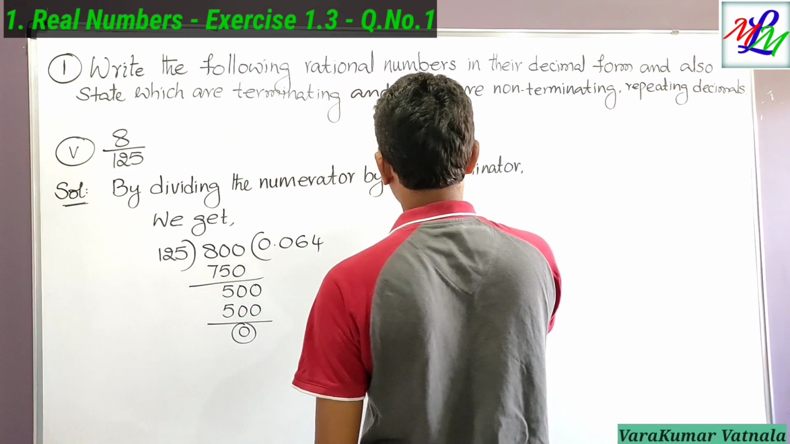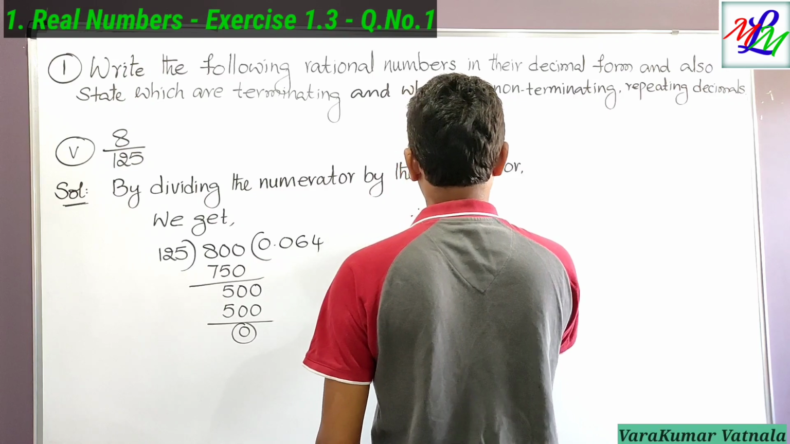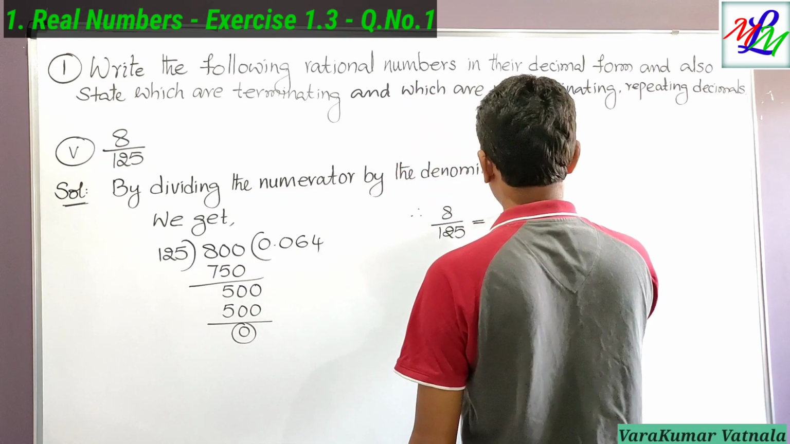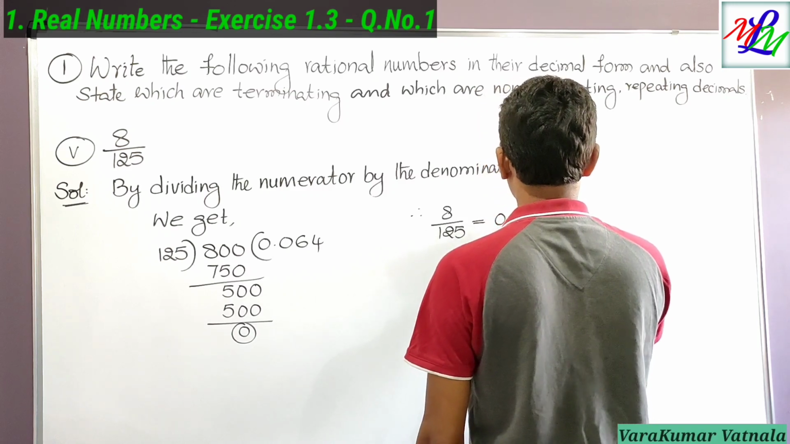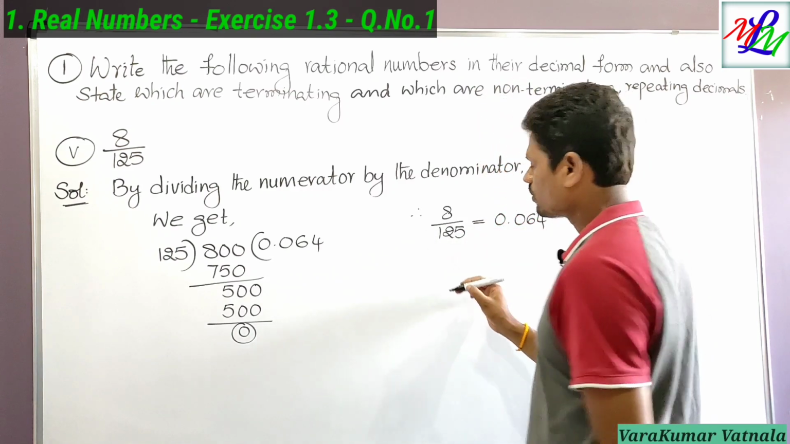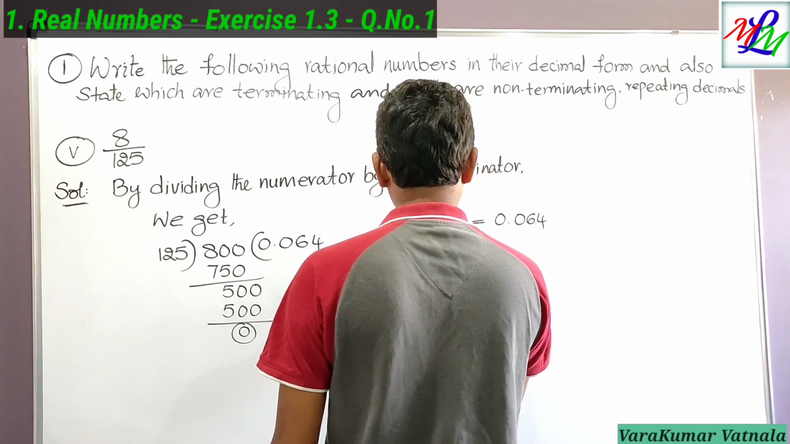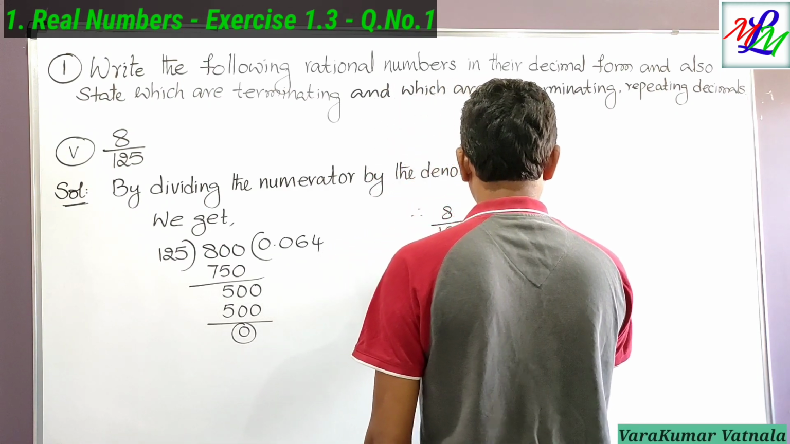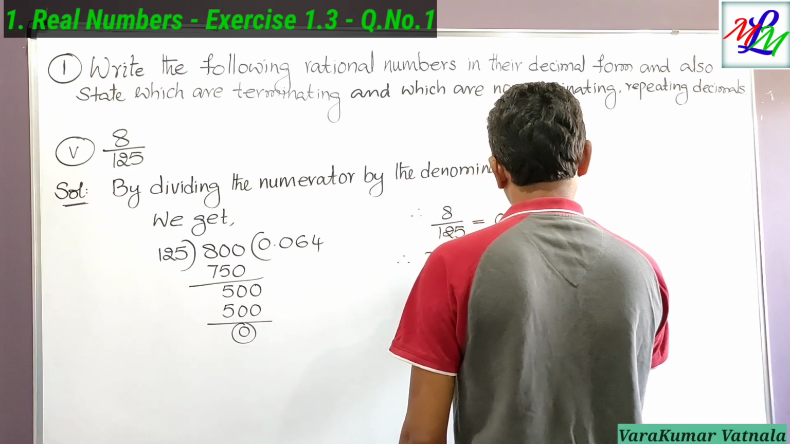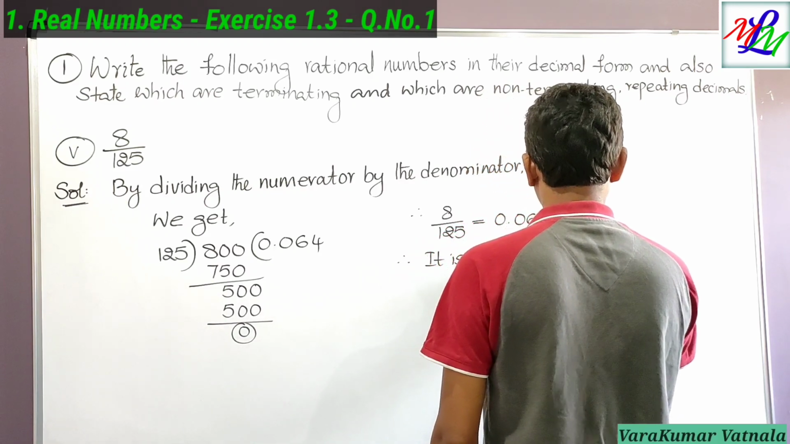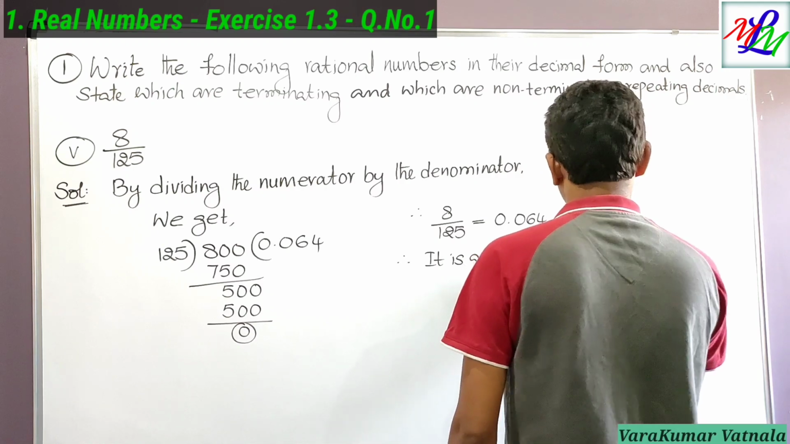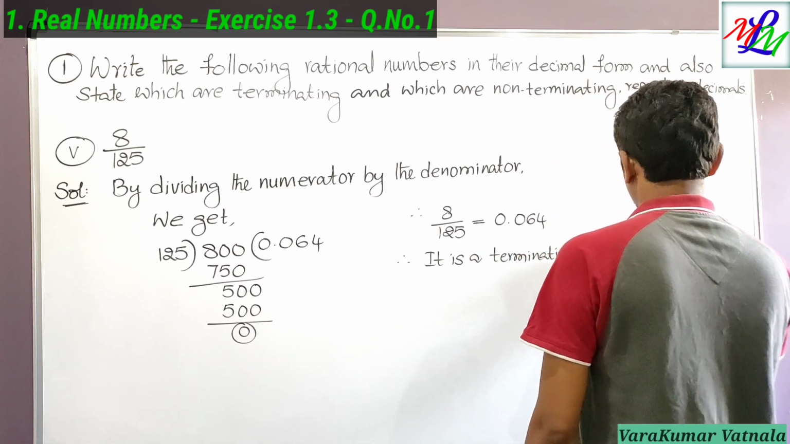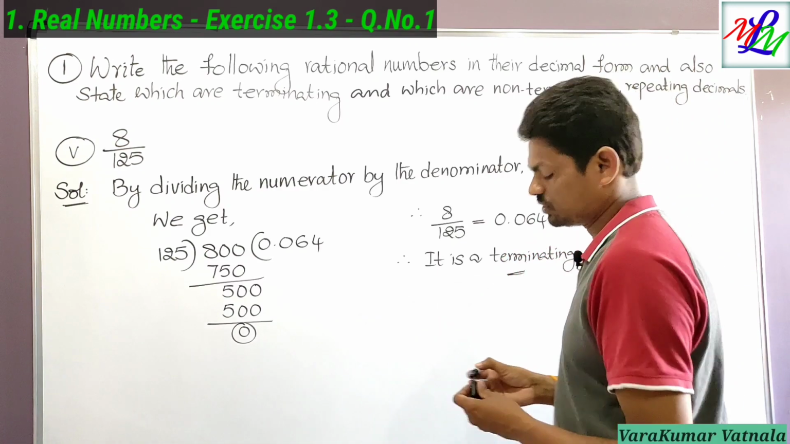Therefore we can write 8 by 125 is equal to 0.064. So the decimal form of 8 by 125 is 0.064. Therefore it is a terminating decimal. Since the division is completed, we can say it is a terminating decimal. So this is the fifth bit in the first problem.